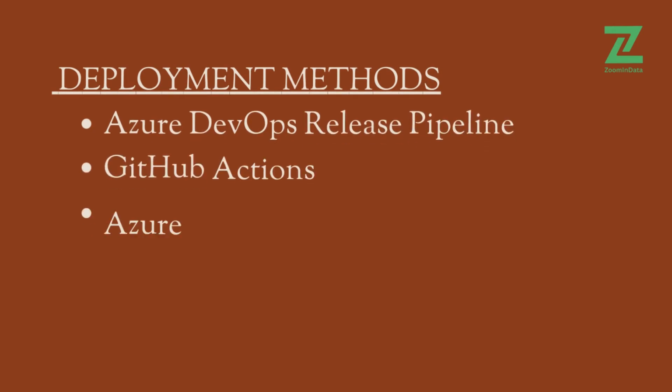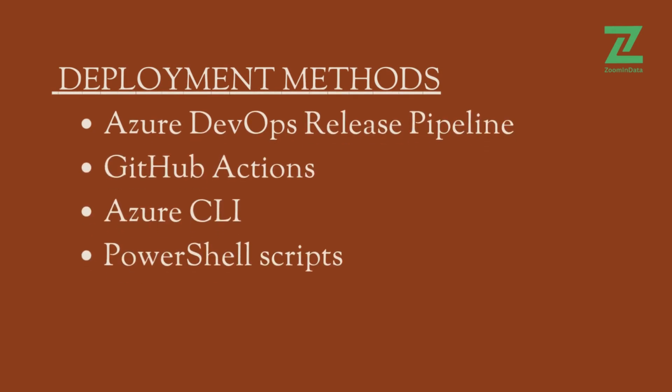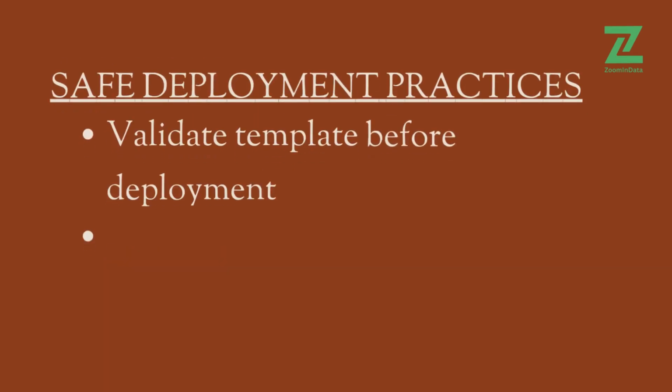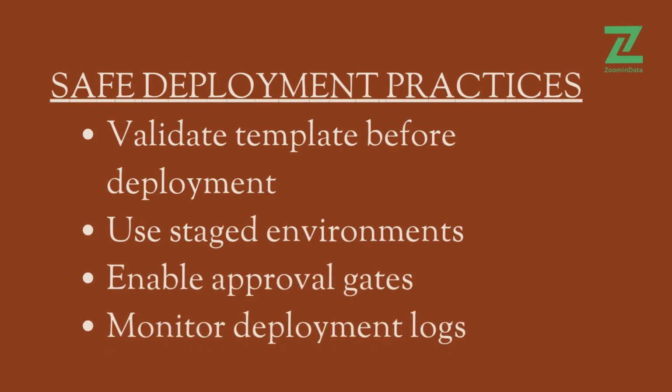There are multiple deployment methods available. Azure DevOps release pipelines are commonly used. GitHub Actions can also deploy ARM templates. Azure CLI and PowerShell scripts are additional options. Before deployment, always validate the template. Use staged environments like dev and test before production. Enable approval gates for production deployment.